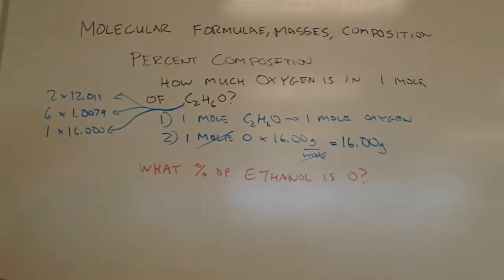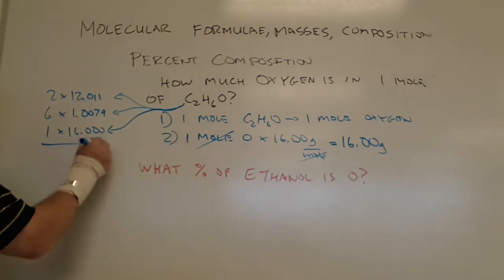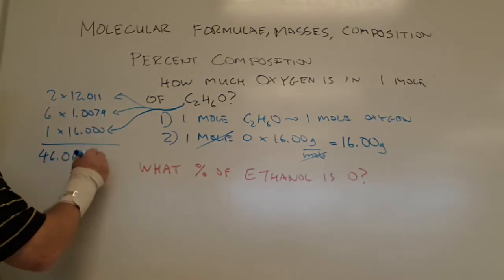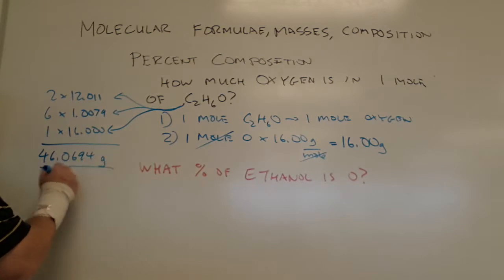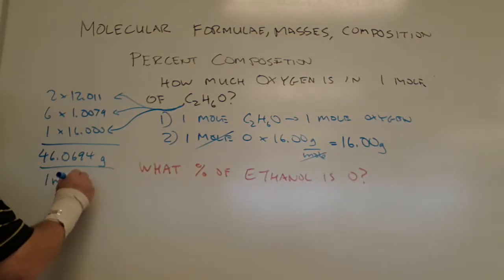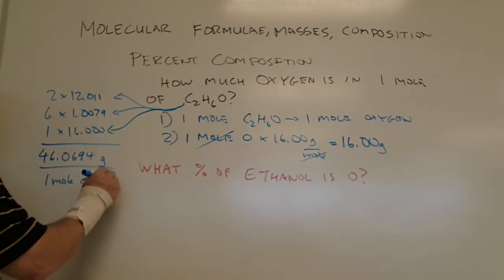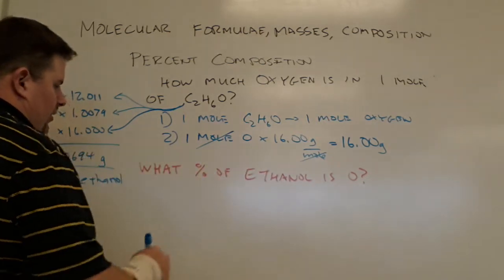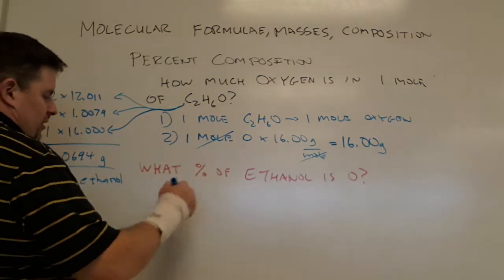All right, and what I get out mathematically is 46.0694. And this is the number of grams that I get for every 1 mole of ethanol. Okay, so another way of saying that is that that's the formula weight of ethanol. So the percent of ethanol is oxygen.